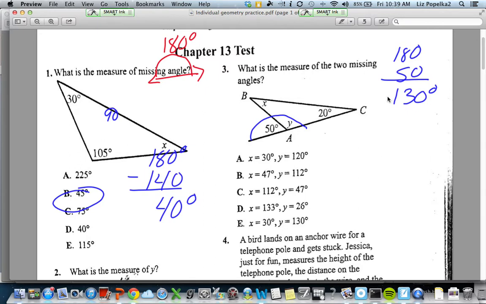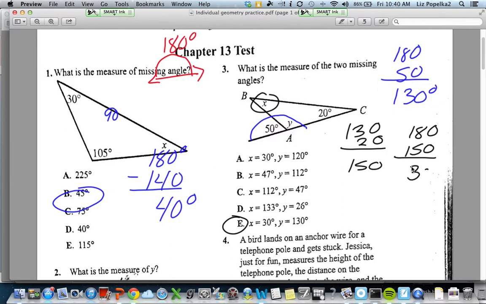Okay, so angle Y has to be 130 degrees. We can already tell that it has to be answer E because it's the only one that has Y equals 130. But let's just double check to make sure. So if Y is 130 plus angle C is 20, so 130 plus 20 means they total up to 150. So X has to be 180 minus 150, which will leave us a total of 30 degrees. So again, this is correct because it says that X is equal to 30.